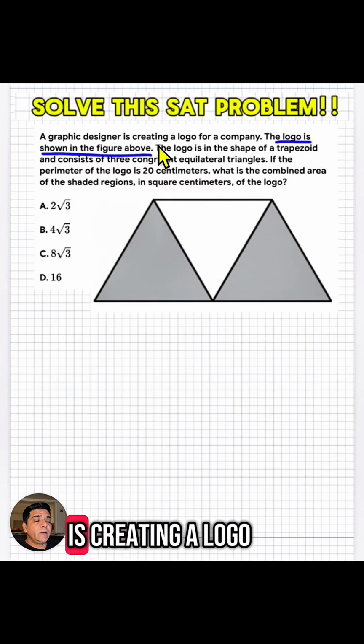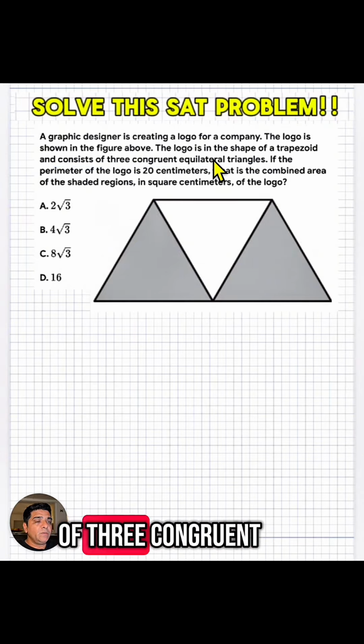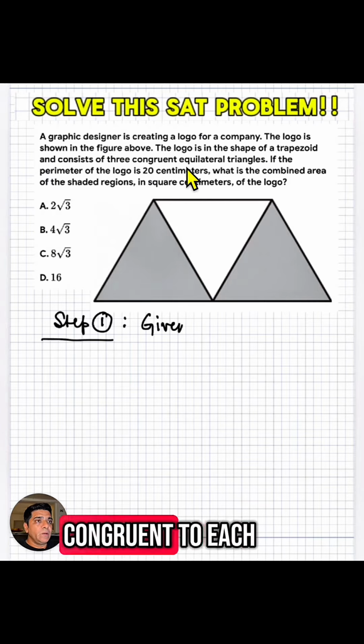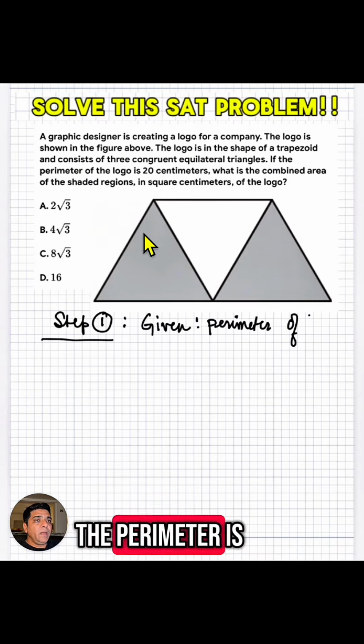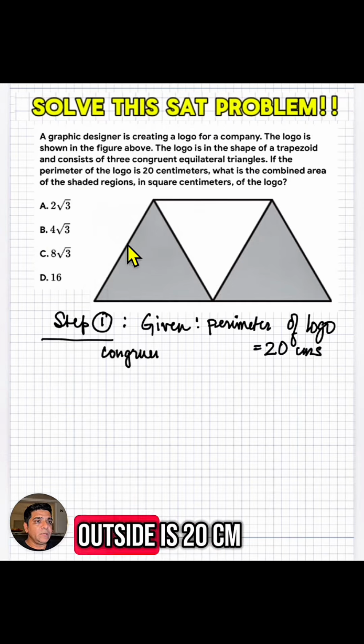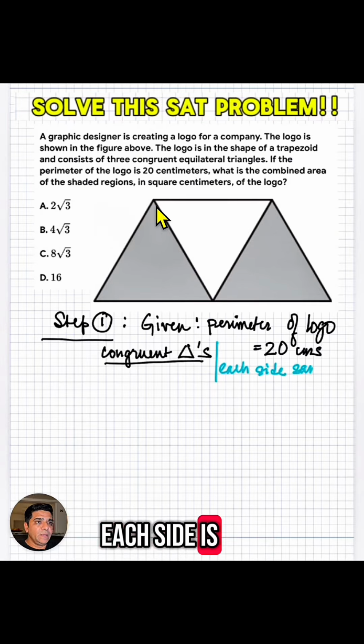So a graphic designer is creating a logo, shown here. It's in the shape of a trapezoid made of three congruent equilateral triangles. Each side is equal, so equilateral, and they're congruent to each other, identical. The perimeter is given to be 20 centimeters, so the whole length of this logo on the outside is 20 centimeters. And the triangles are congruent equilateral, each side equal to each other.